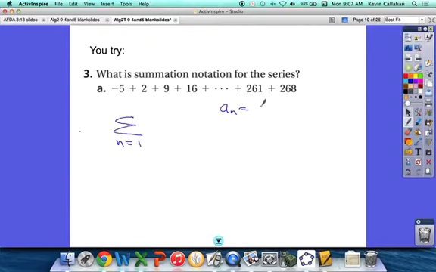Remember, you're plugging into this formula, a1 plus n minus 1 times d. You can see both the a1 and the d just by looking at that sequence. Plug them in. Simplify.